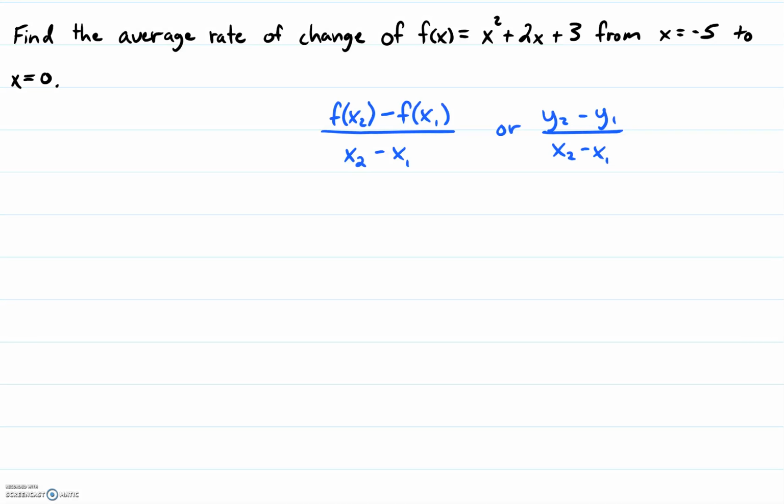Or, you could say it's the same thing as y2 minus y1 over x2 minus x1. And that is our formula for the slope. Remember, that is equal to m, our formula for slope. And the reason that I say that these are the same thing is because really they are. The average rate of change formula is just a special version of your slope formula, where instead of using y values, you're using function notation.